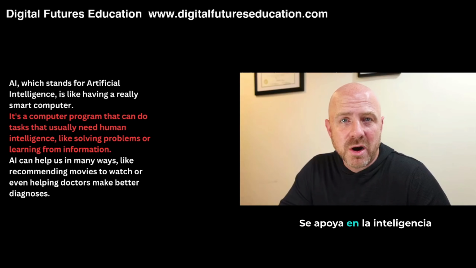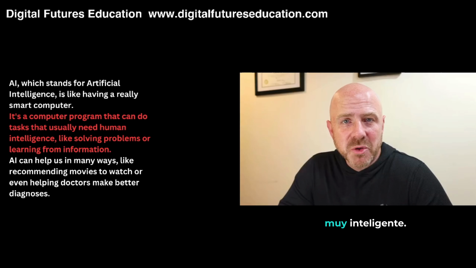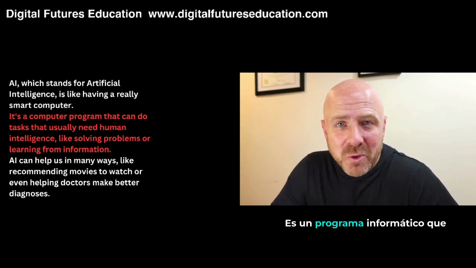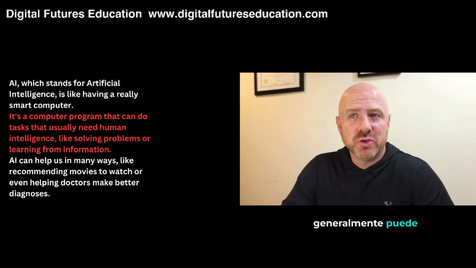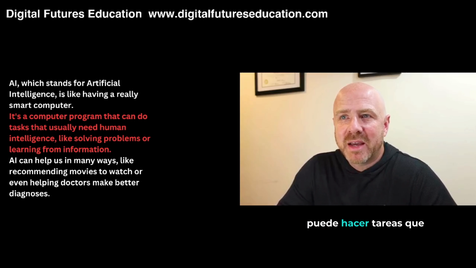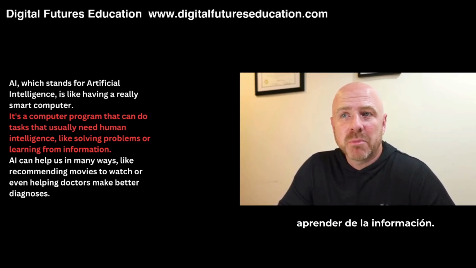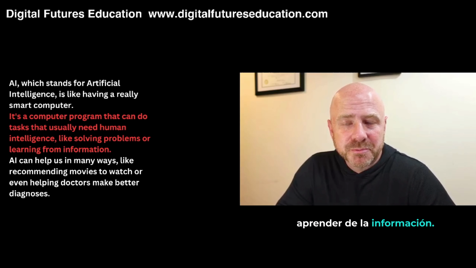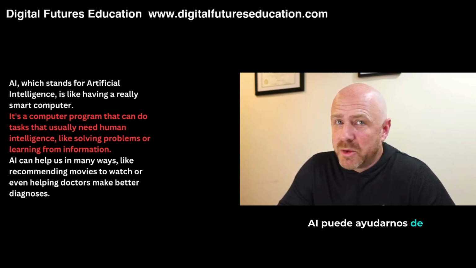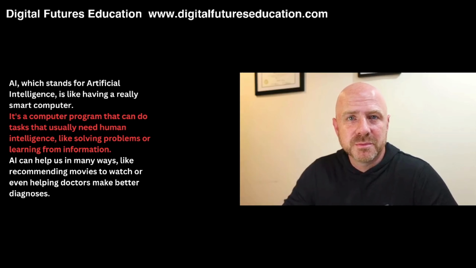AI stands for artificial intelligence, of course, and it's like having a really smart computer. It's a computer program that can do tasks that usually need human intelligence, like solving problems or learning from information. AI can help us in many ways, like recommending movies to watch or even helping doctors make diagnoses.